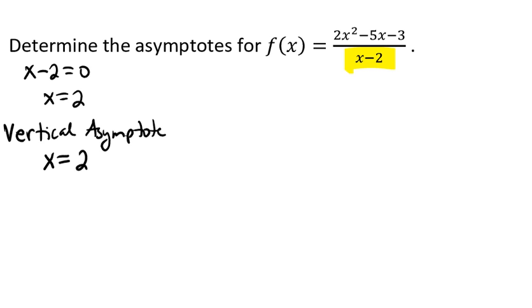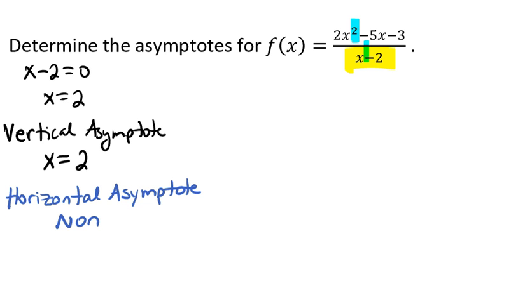Then we can take a look at our degrees. Here we have a degree of 2, and here we have a linear degree of 1. Because the degree of the numerator is exactly 1 greater than the degree of the denominator, we're not going to have a horizontal asymptote. But because our degree is exactly 1 greater than the degree of the denominator, we do have a slant asymptote.